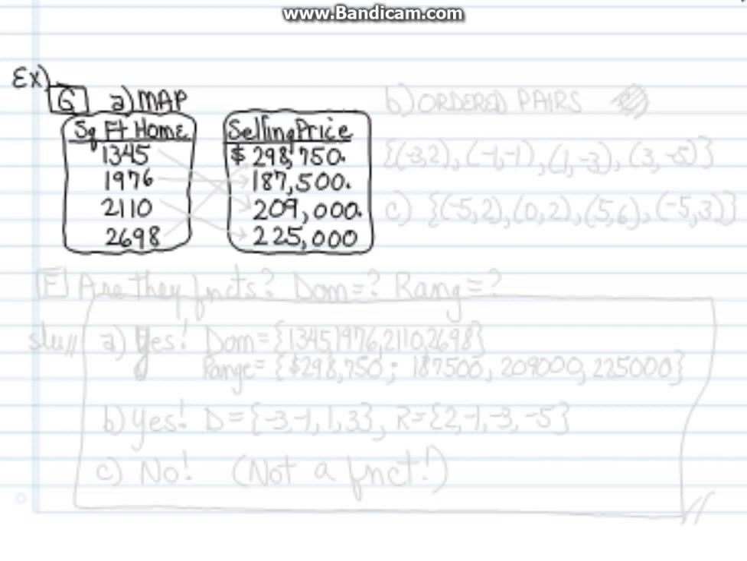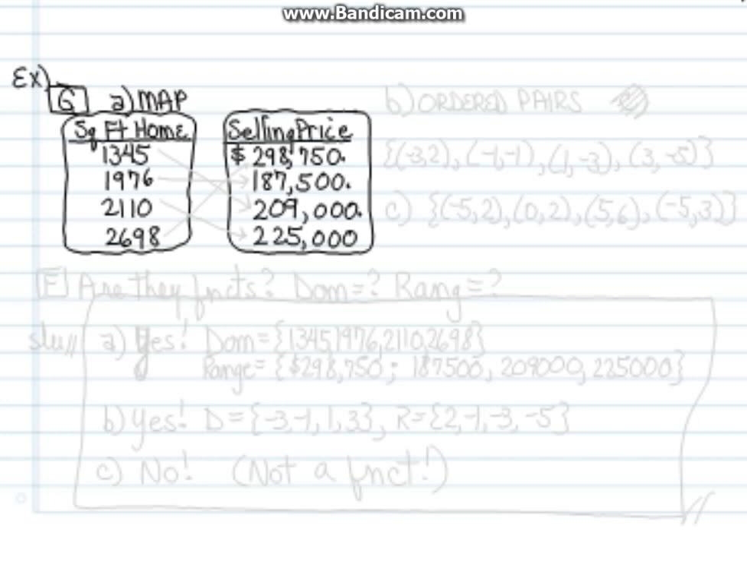For this problem, we're going to be given relations represented in different ways. For part A, we're given a map that associates the elements in the domain, square footage of a home, with the range, selling price. What we have listed in the first set is 1,345 square feet, 1,000 square feet, 1,976 square feet, 2,110 square feet, and 2,698 square feet.